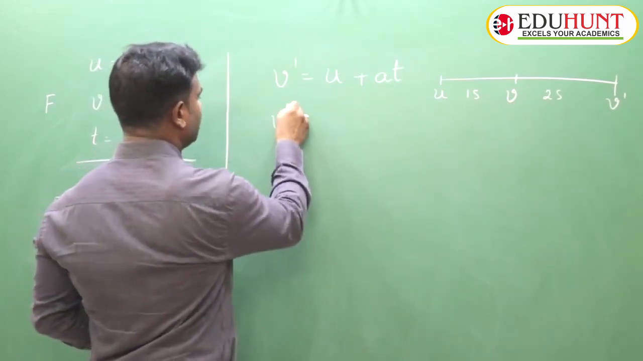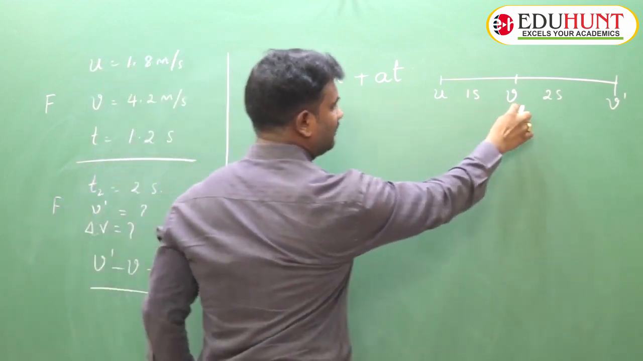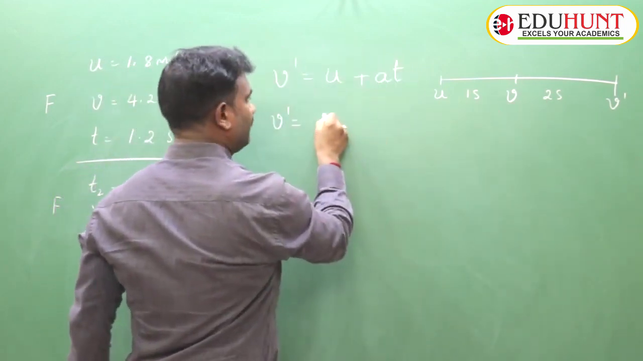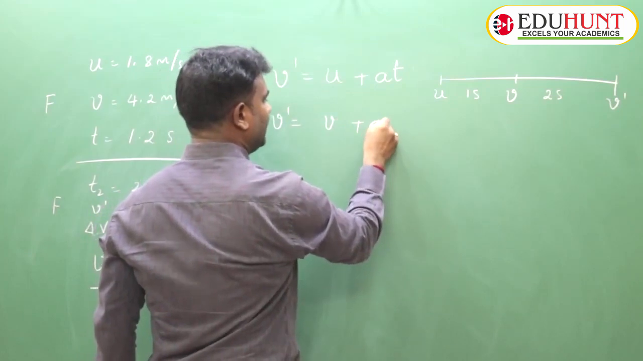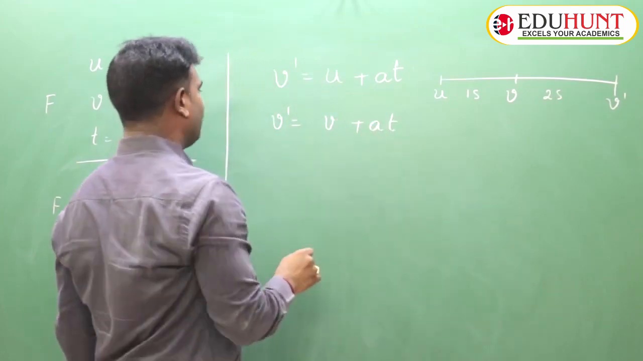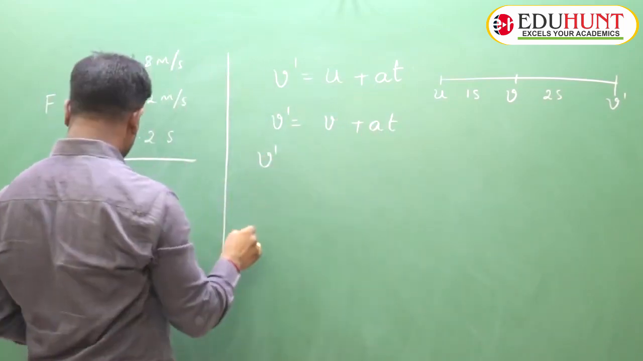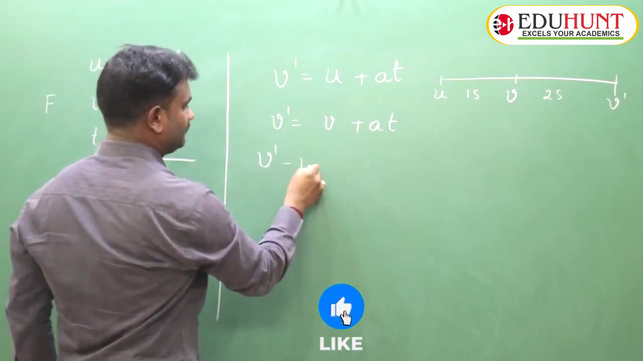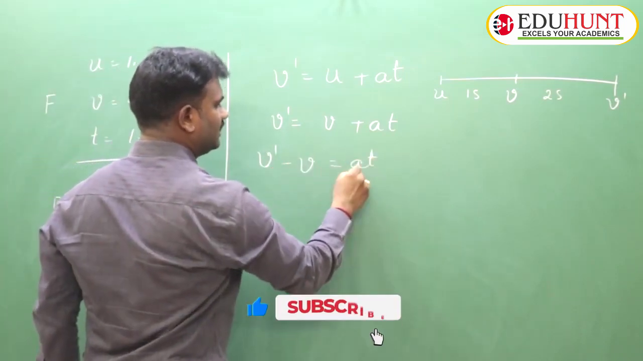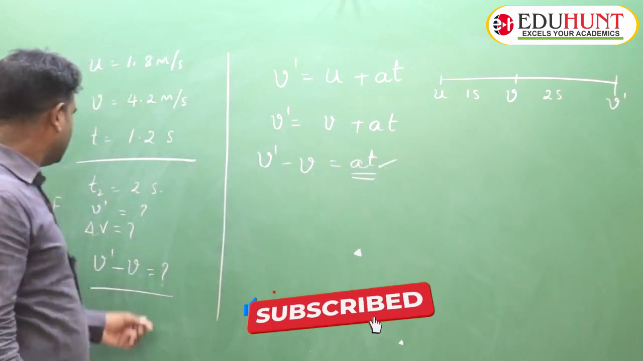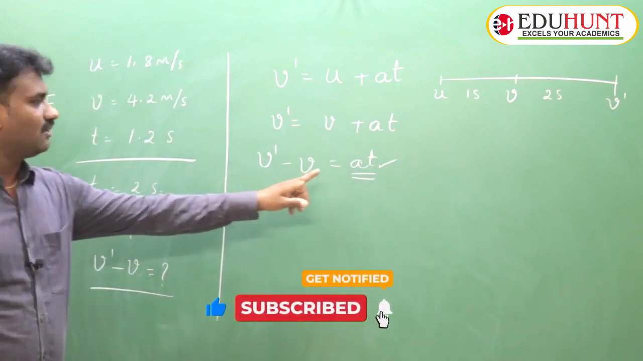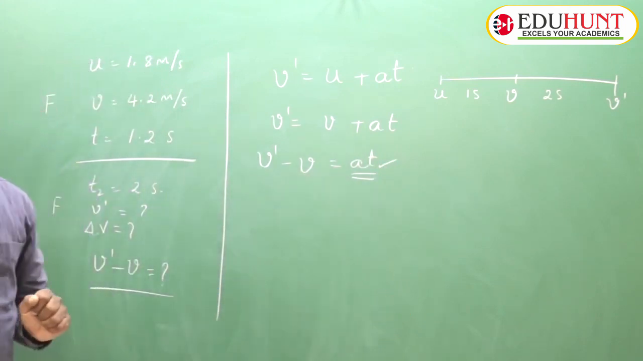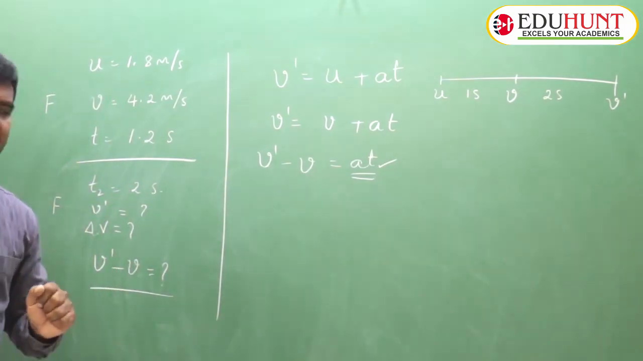So for the second case, V dash is equal to the initial velocity in the second case, which is V, plus A into T. Our target is to find V dash minus V. That is equal to A into T. T is already known, that is 2 seconds. So our target is to find the acceleration in the second case.